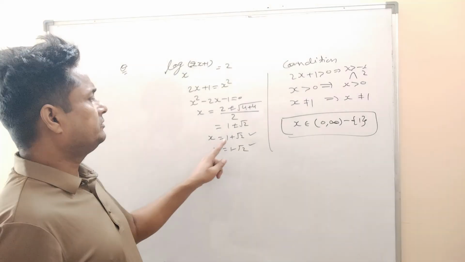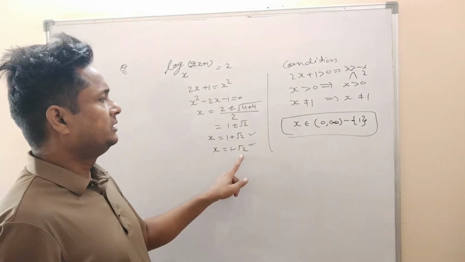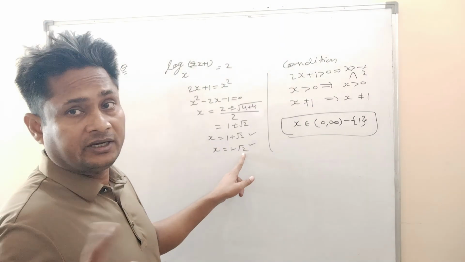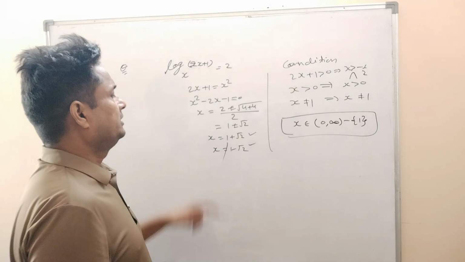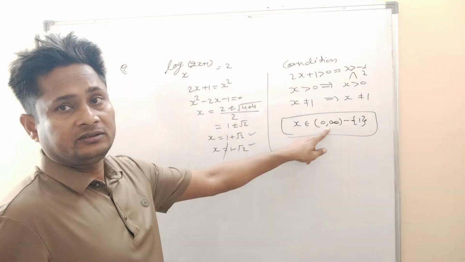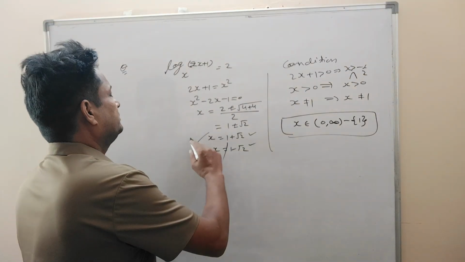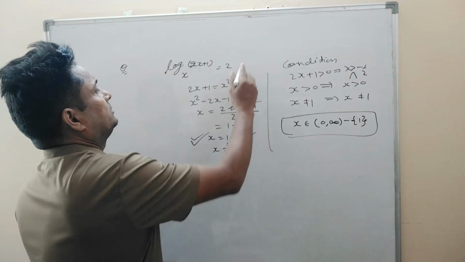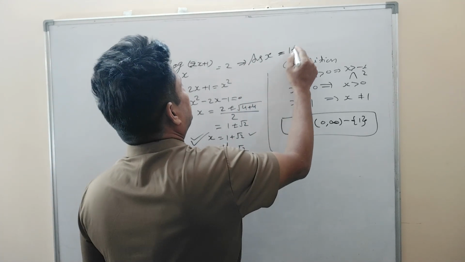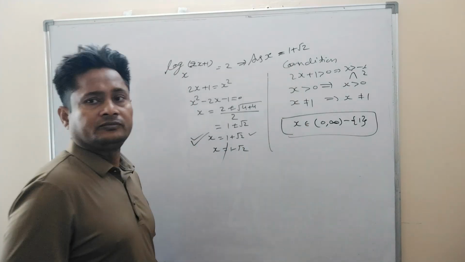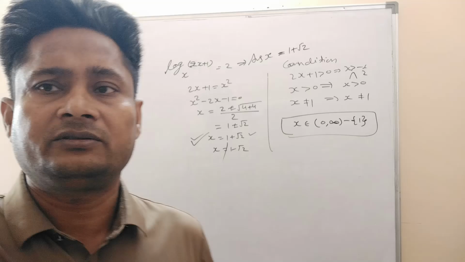Now the answer is 1 plus root 2 and 1 minus root 2. 1 minus root 2 will be a negative value which does not lie in this interval. So this will be rejected. 1 plus root 2 will lie in this interval. So this is our answer. The final answer is x equal to 1 plus root 2. So this is our final answer to this question.